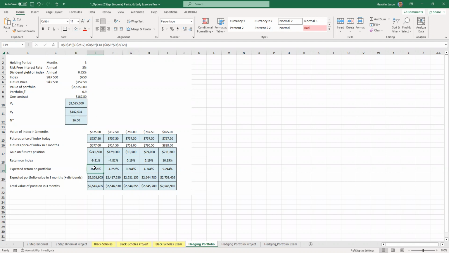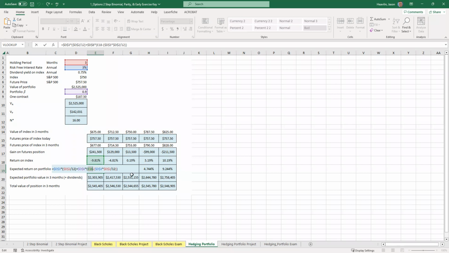This is CAPM. Let's go over it again. I start CAPM with a risk-free rate, but that 3% risk-free rate, I have to adjust it for the 3 months. That is not the entire year. So you've got the 3 months divided by 12. Beta is already given up here. That's the 0.9, times the return of the market, which is this number we calculated here. That's the S&P 500.